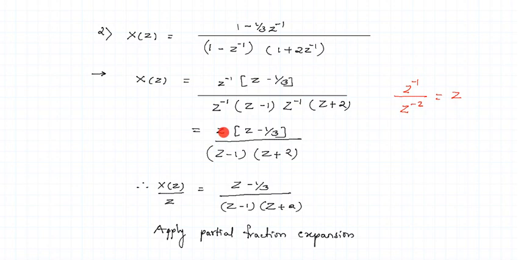Now, with z in the numerator, what is the highest power we get from the numerator? It is 2. And what is the highest power when we simplify the denominator? It is also 2.